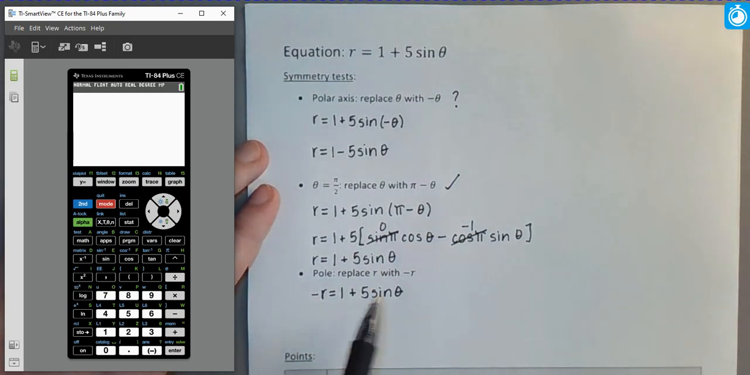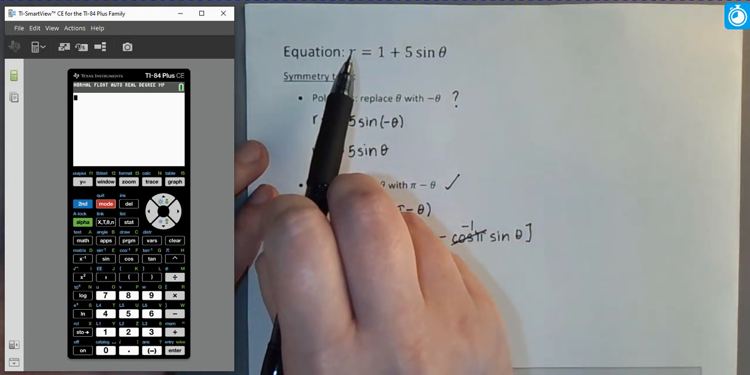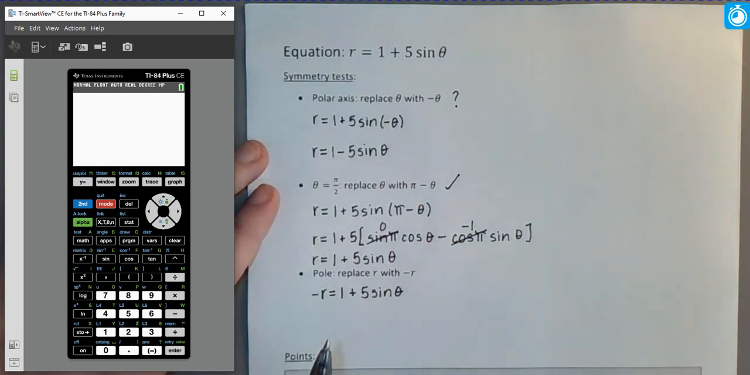Now, the goal is to get this equation to match the original. In the original equation, r would have to be positive. So we could make r positive in one of two ways. We could divide by a negative 1 to get rid of that negative. Okay, what would the result of that be, though? We would have to do the same thing on the other side, which would make this negative 1, and this would be a negative 5 sine theta, which of course doesn't match the original, so that won't help.